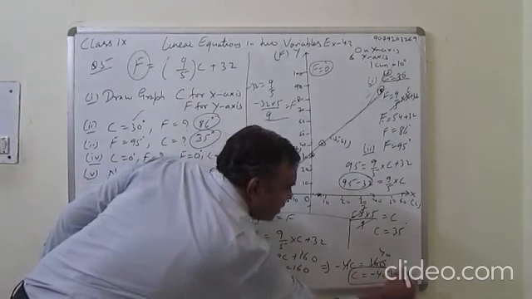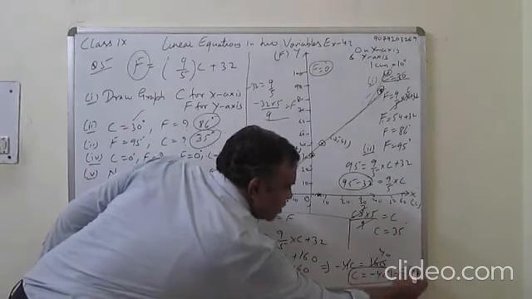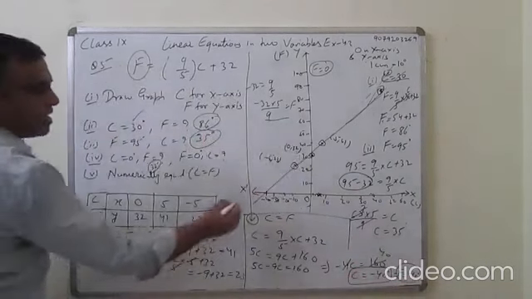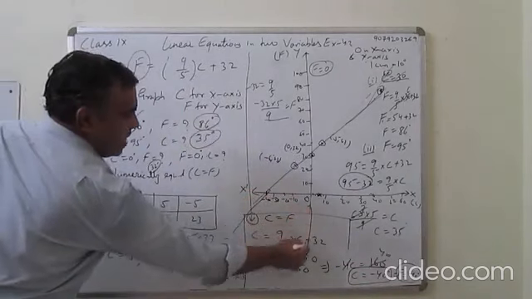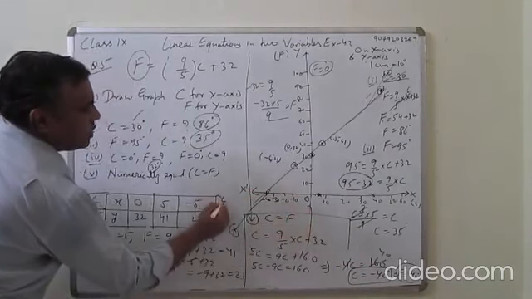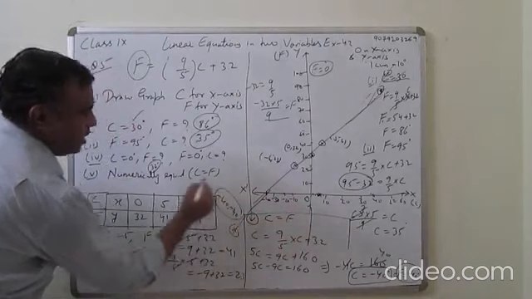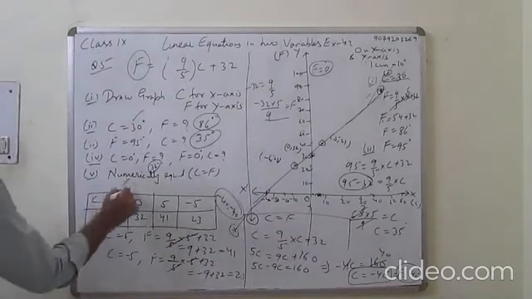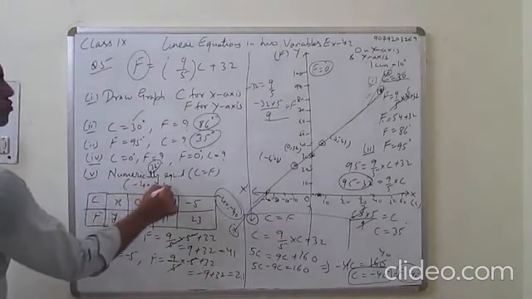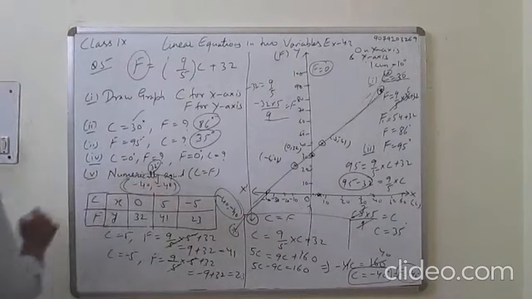Minus 40 है तो F भी क्या हो जाएगा, minus 40. So if you extend this line you will see that at minus 40 comma minus 40, this is numerically equal.